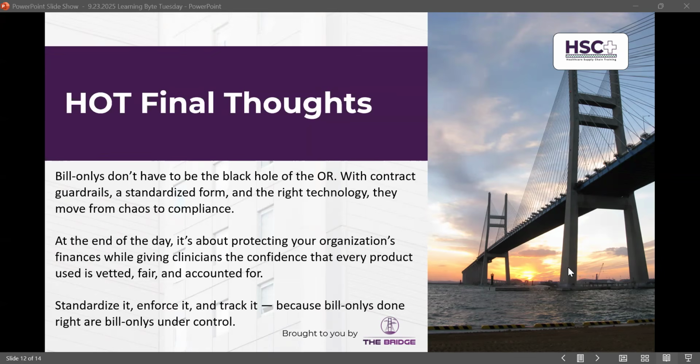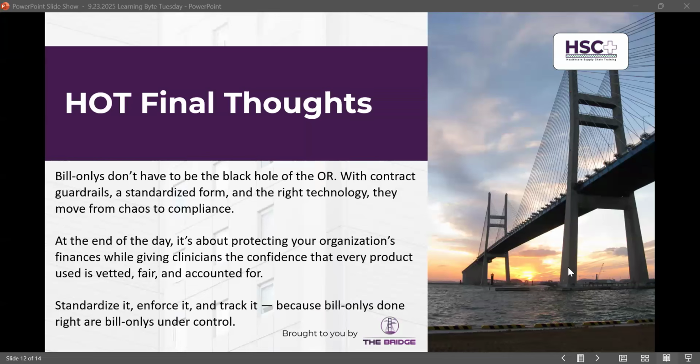So, with contract guardrails, a standardized form, the right technology, if you can afford it, you'll move from that chaos to compliance. And at the end of the day, all it's about is protecting your organization's finances while giving clinicians the confidence that every product used was vetted, fair, accounted for, at the right price, clinically acceptable. All those things, the quadruple aim of your value analysis process.